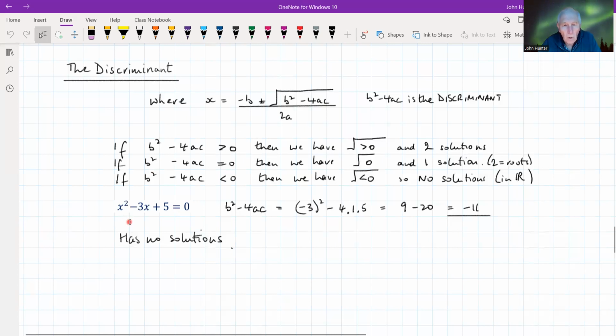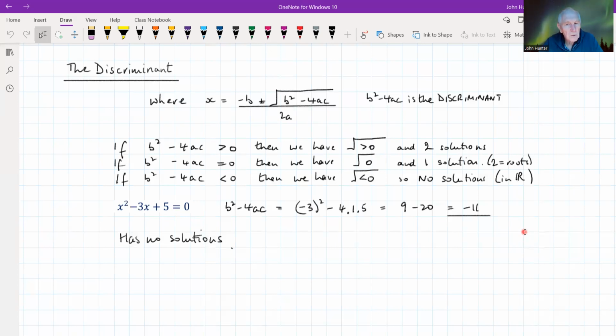Okay, and here's an example: x squared minus 3x plus 5 looks quite a normal, innocuous kind of quadratic. But if we actually evaluate b squared minus 4ac, basically just skipping across to the right, that's going to give us minus 11. Finding the square root of minus 11 is not something we can do in the real numbers.